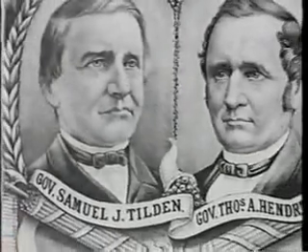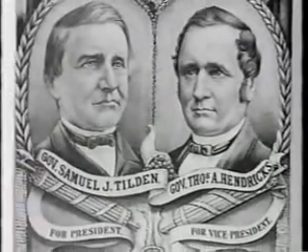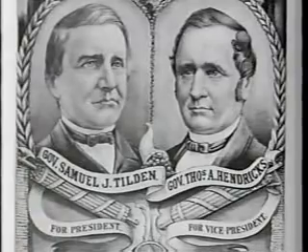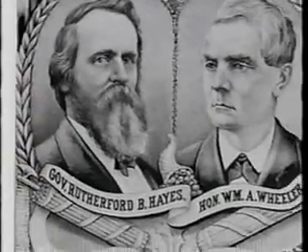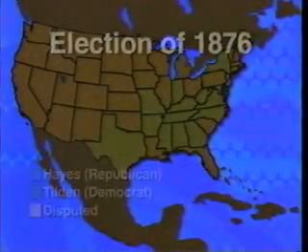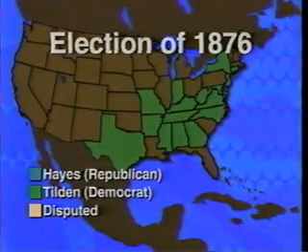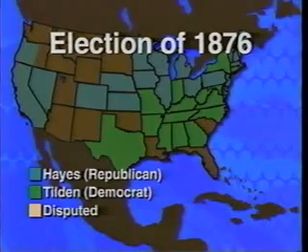Political corruption and economic recovery, the presidential election between Democrat Samuel J. Tilden and Republican Rutherford B. Hayes went down to the wire. When the election returns finally come in, Tilden has won the popular vote, and all he needs is one electoral vote to be elected president.